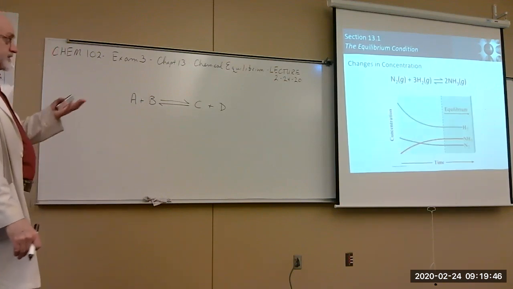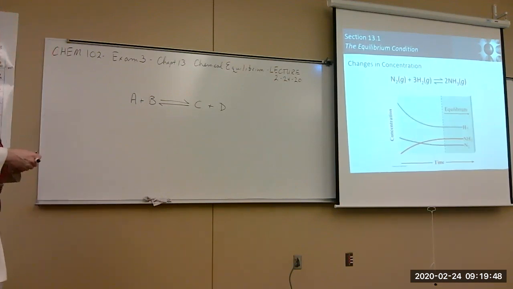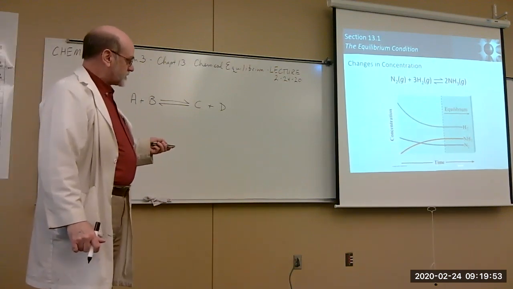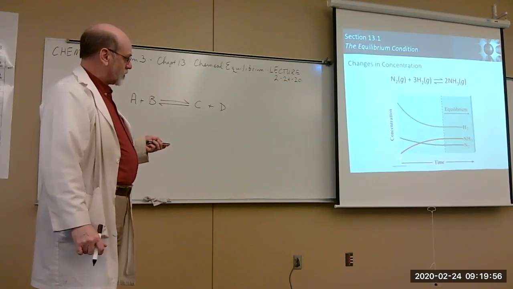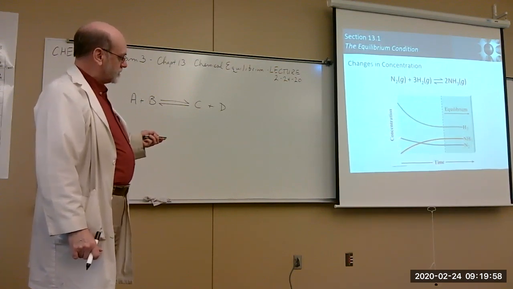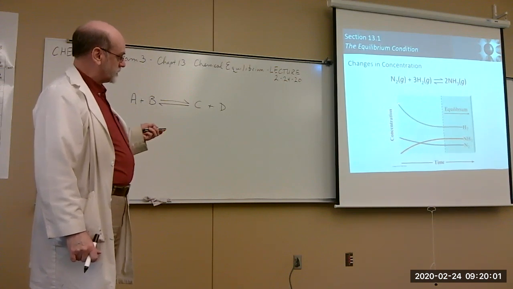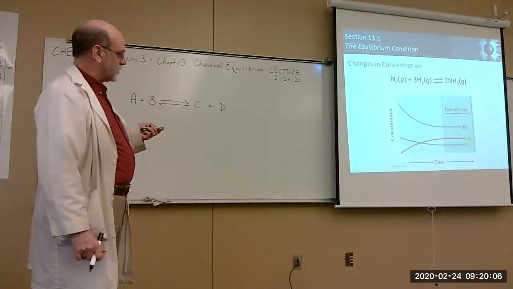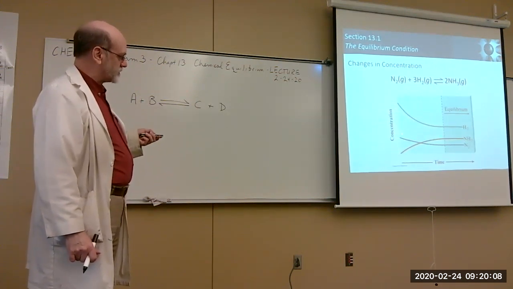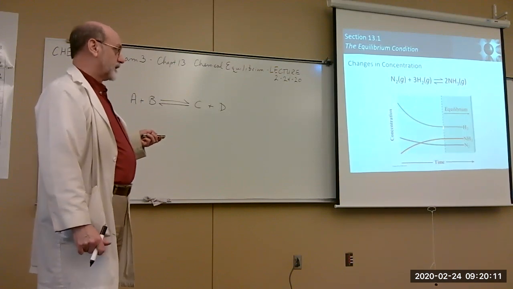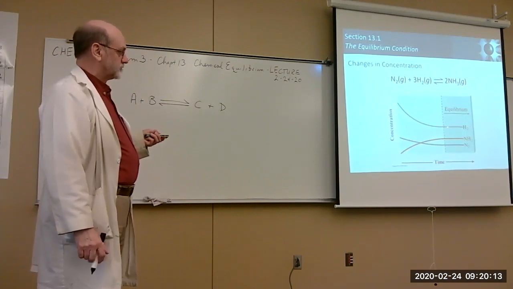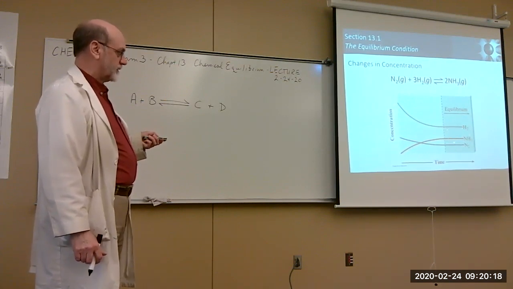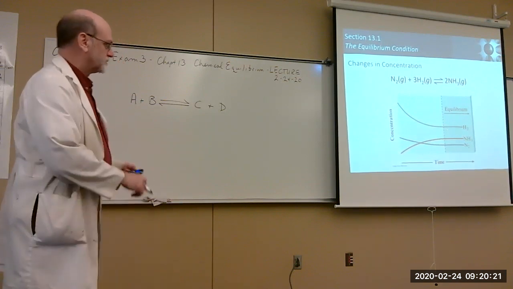Okay. For example, we'll react nitrogen and hydrogen to make ammonia. If this is our time scale and this is concentration, of course, we have some nitrogen and some hydrogen, but no ammonia. So over time, the concentration of these two, the reactants, decrease and the product increases. And when we reach a point where they apparently don't change in concentration, that's our equilibrium position.